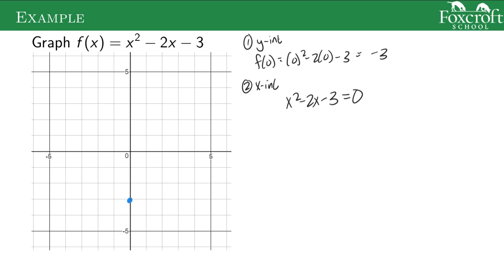This one I can't use square roots, but I can factor it. I'm looking for 2 numbers that add to negative 2 and multiply to negative 3. That's going to be negative 3 and positive 1. That's my perfect pair. And since I can do the shortcut method of factoring here, I can go straight to my factored form. I'd separate this into 2 separate equations.